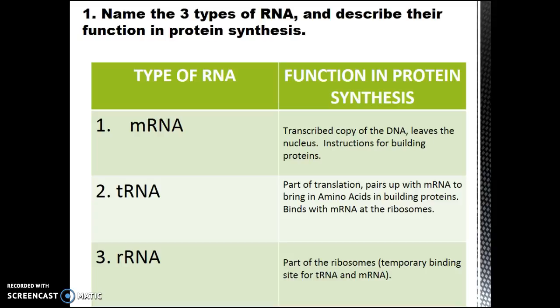It is going to work together with the tRNA, and the tRNA's function is going to be part of that translation process. It's going to pair up with the mRNA, and it's going to bring in amino acids to help build those proteins. So it binds with the mRNA at the ribosomes. The anticodons are on the transfer RNA, while the codon for a specific amino acid is on the mRNA. rRNA, the main function is going to be part of the ribosomes. They are a temporary binding site for tRNA and mRNA.